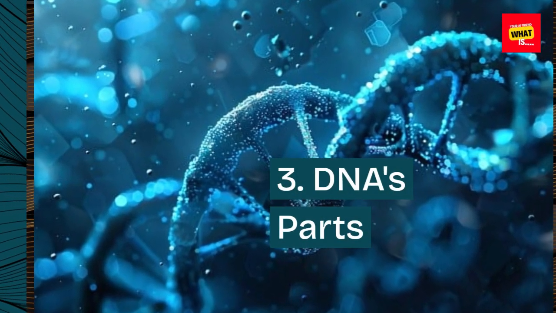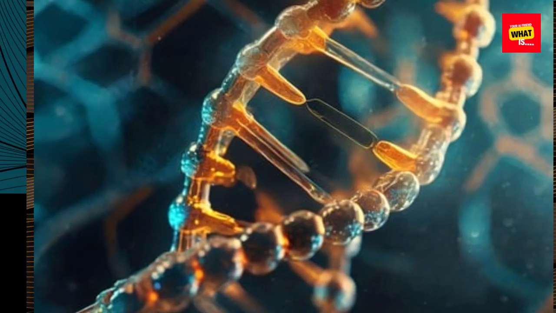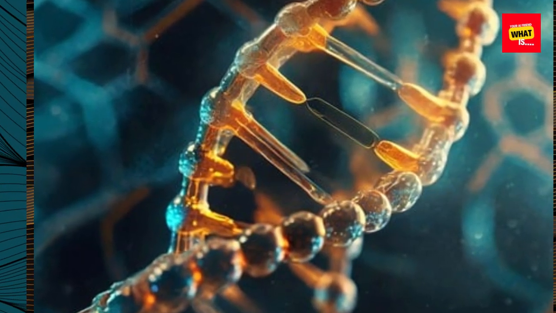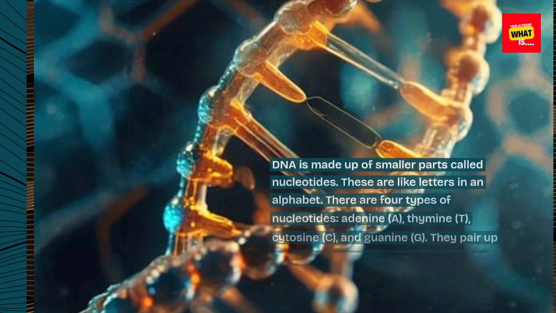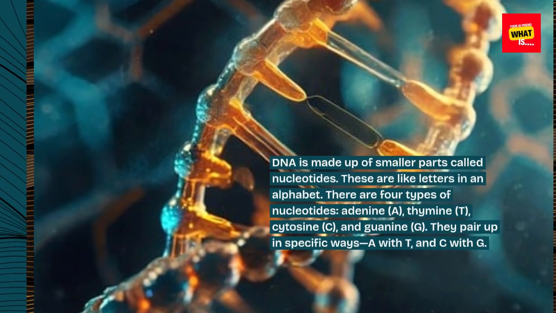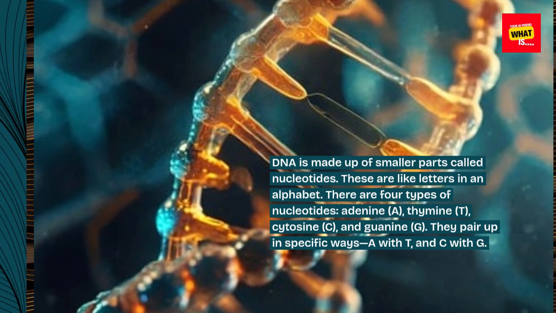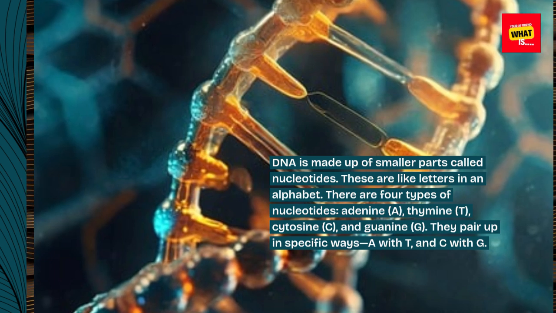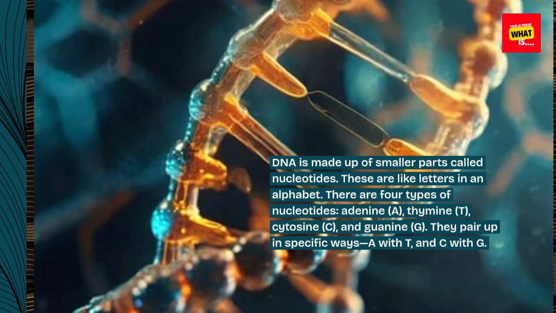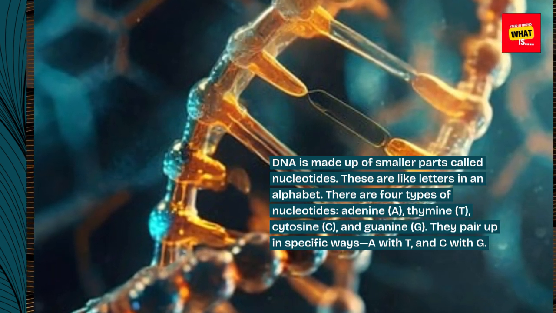3. DNA's parts. DNA is made up of smaller parts called nucleotides. These are like letters in an alphabet. There are 4 types of nucleotides: adenine (A), thymine (T), cytosine (C), and guanine (G). They pair up in specific ways, A with T and C with G.